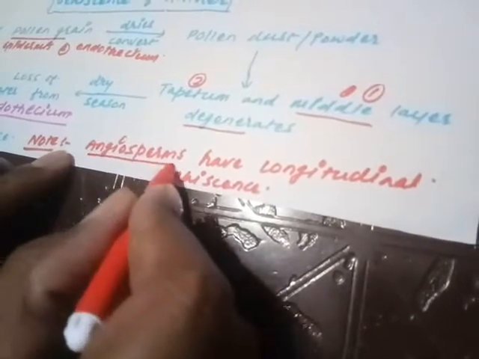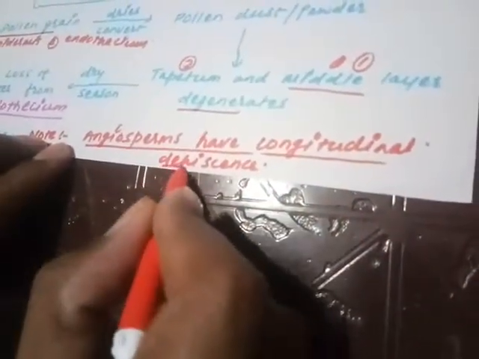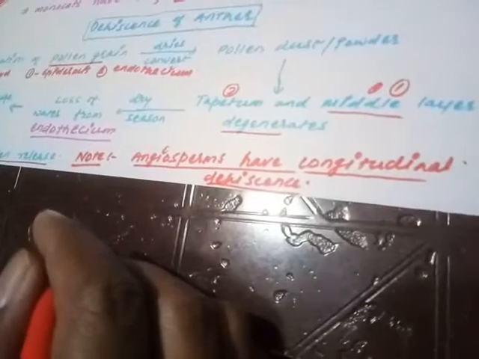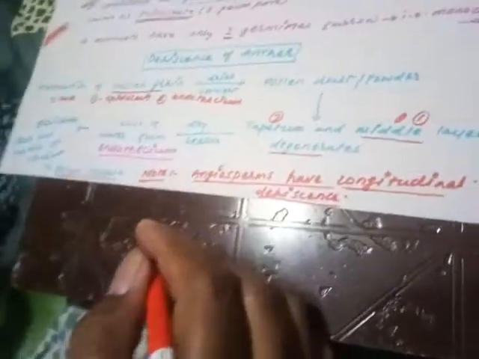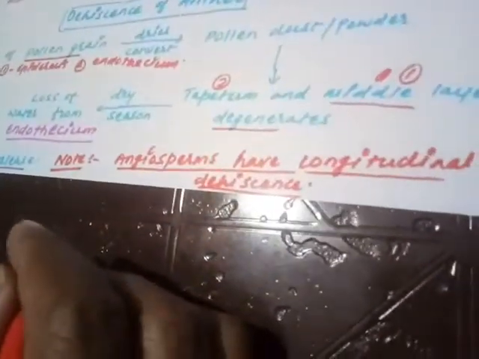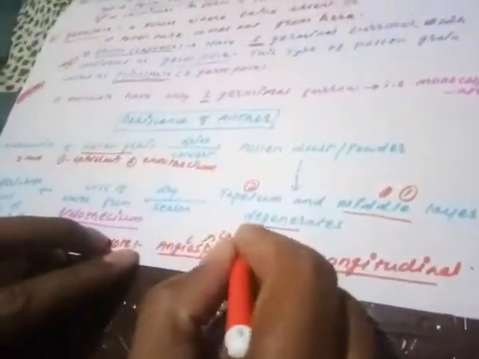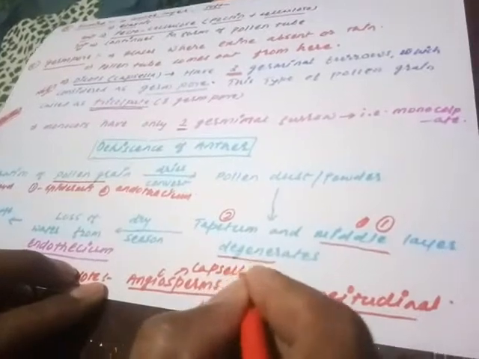Remember one very important point, and you must note it down carefully. Angiosperms have longitudinal dehiscence, which means the dehiscence in angiosperm plants is longitudinal. The capsule, for example, also has longitudinal dehiscence.